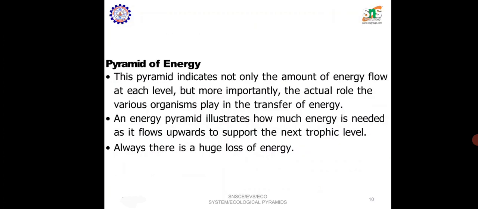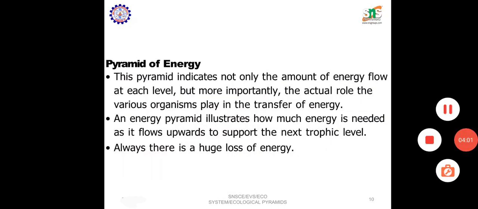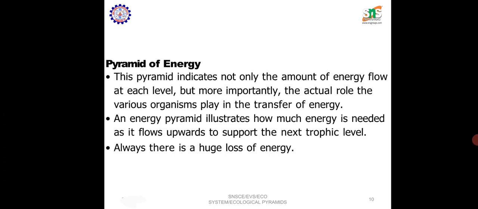So the pyramid of energy. This pyramid indicates not only the amount of energy flow at each level, but more importantly the actual role the various organisms play in the transfer of energy. An energy pyramid illustrates how much energy is needed as it flows upwards to support the next trophic level. So always there is a huge loss of energy.